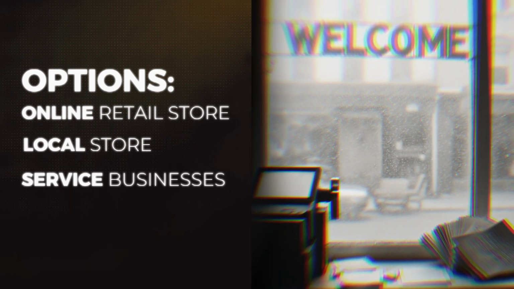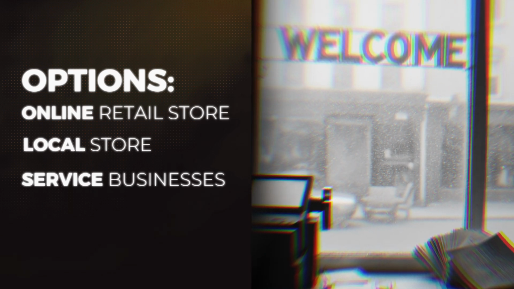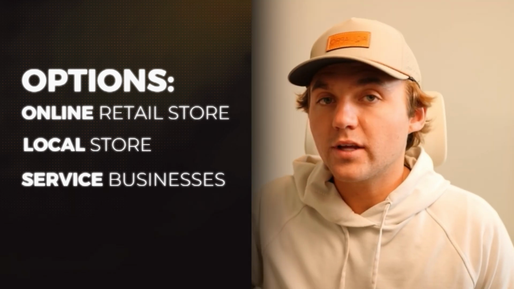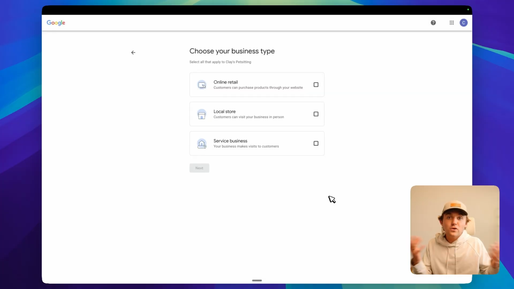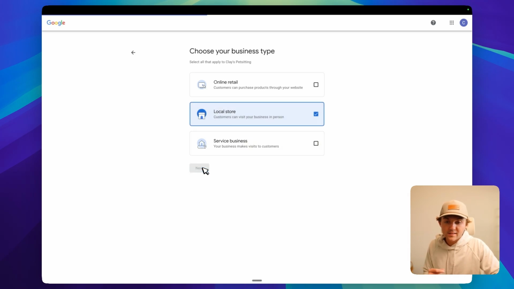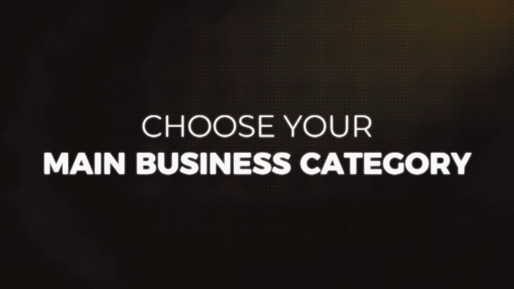This is where you don't have customers visiting your physical location. And so that means that you're going out to their home. This would be your HVAC companies, your plumbing companies, stuff like that. So for this fake business, I'm going to say I own a pet sitting company. And let's say that we have somewhere where people can come and board their dogs. So this is an actual brick and mortar location. So this will be a local store. We'll go next. So now it wants us to choose our main business category.